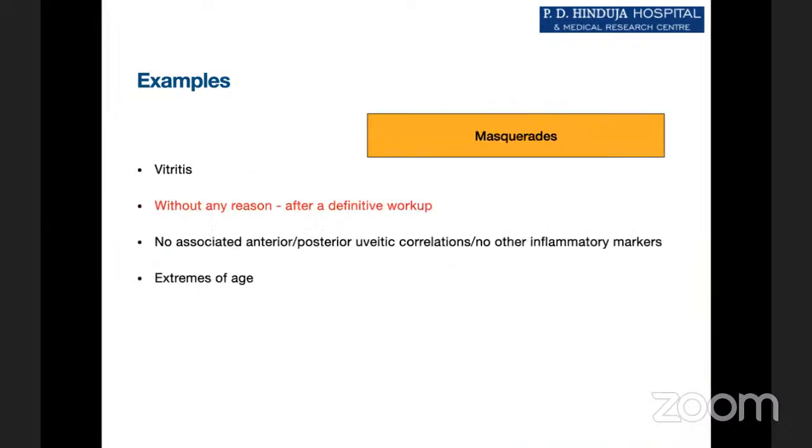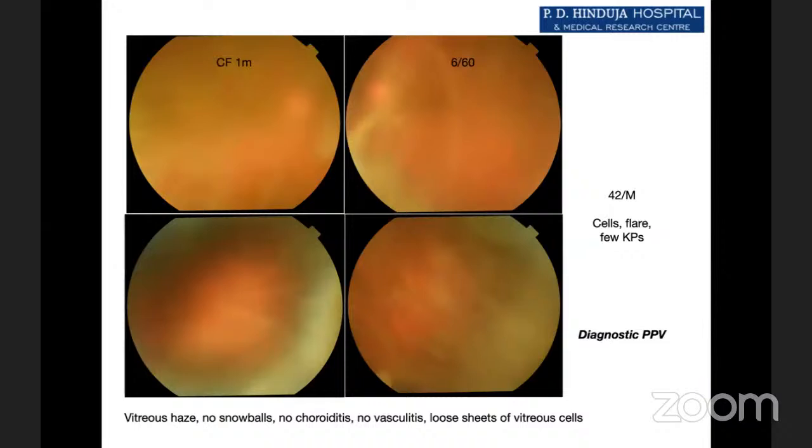inflammatory edema. Last but not the least, vitritis without any reason, even after workup, if it is not associated with specific inflammatory markers, and in extremes of age, as has been highlighted by my previous colleagues, think of masquerades. For example, this was a 42-year-old young, middle-aged male who had sheets of vitreous cells, no snowballs, no choroiditis, just a sheet of vitreous cells. This prompted a diagnostic PPV and the diagnosis of lymphoma.